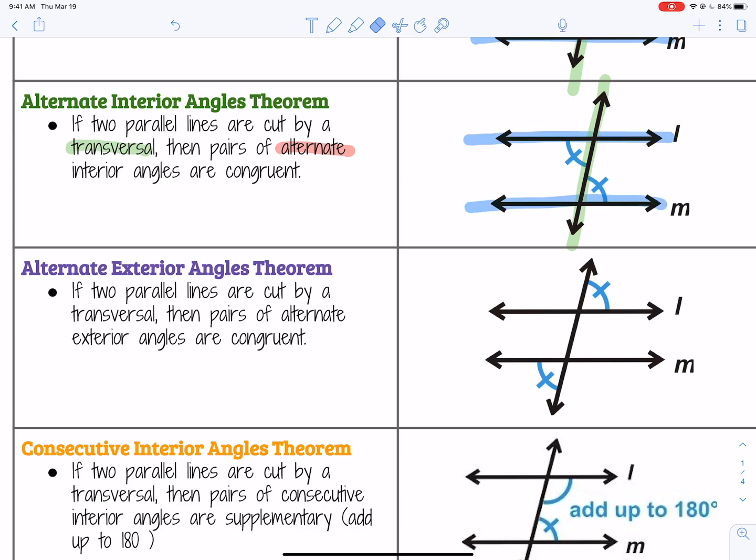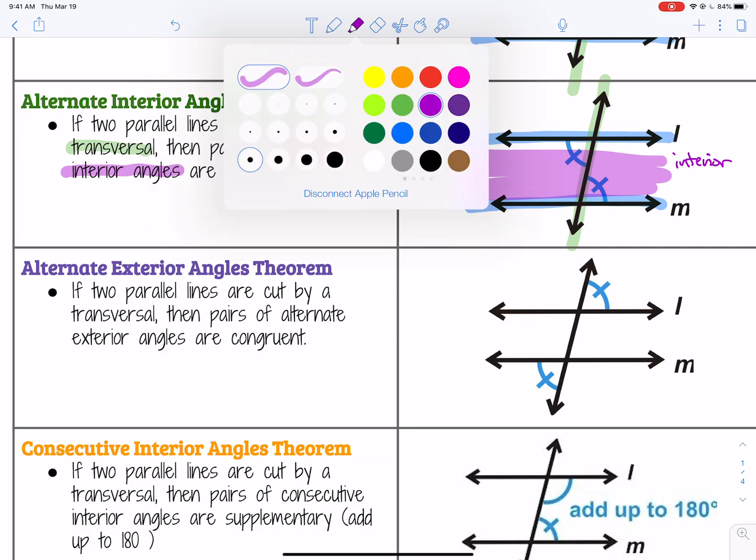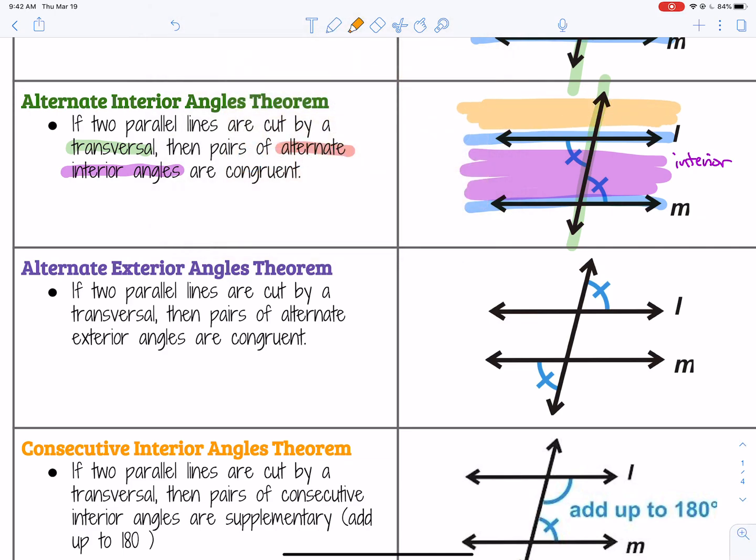All right, interior angles. So let's talk about the word interior. Let me grab another color. So interior is inside of the parallel lines. So this is what we call an interior angle if it's inside the parallel lines. Whereas outside here, which we'll look at in a later theorem, is exterior. So lots of words to consider, but nothing too complicated. You have interior angles and exterior angles. Alternate just means on opposite sides of the transversal.